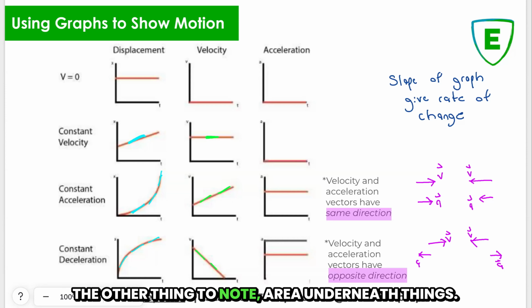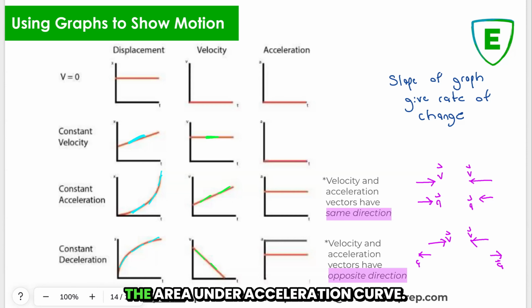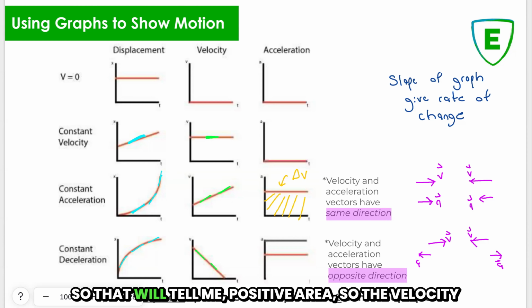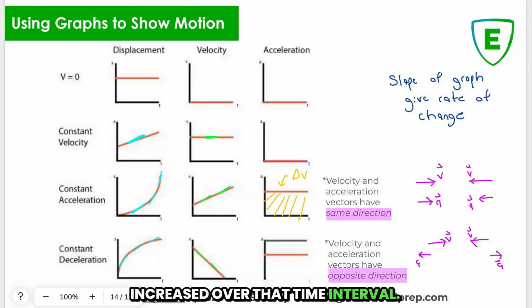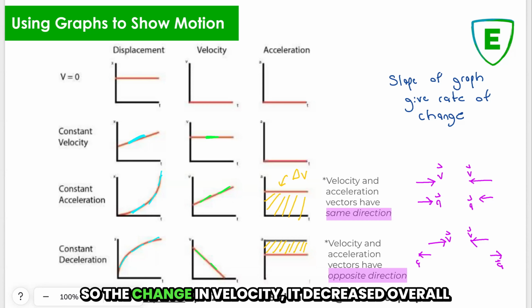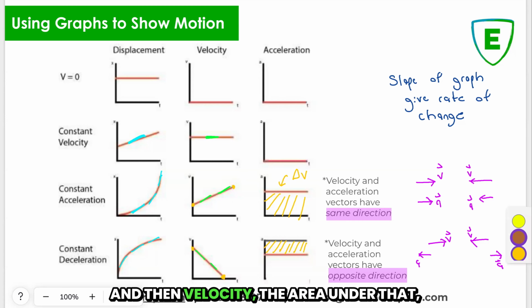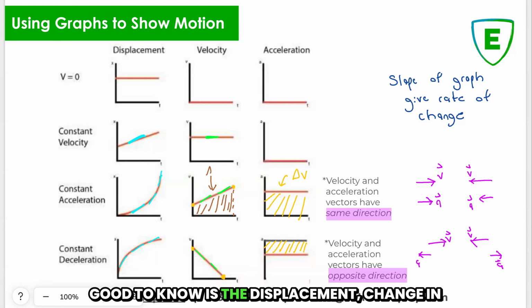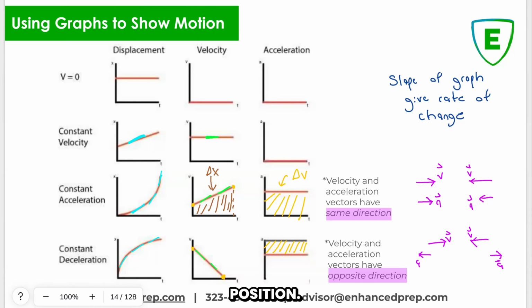The other thing to note, area underneath things. The area under the acceleration curve gives the change in velocity. So that will tell me, hey, positive area, so the velocity increased over that time interval. Whereas here, it's negative because the 0 is that top line. So the change in velocity, it decreased overall between those points. And then velocity, the area under that, good to know, is the displacement, change in position.